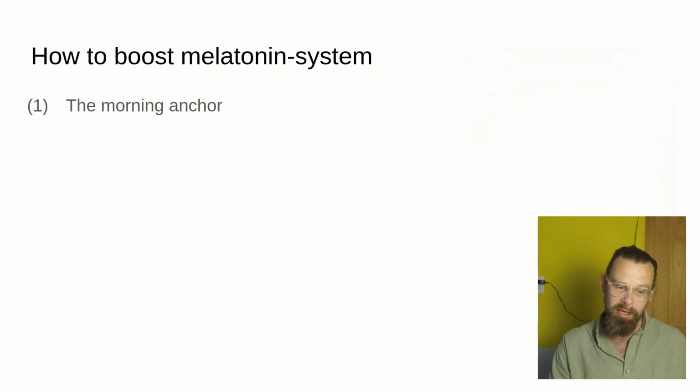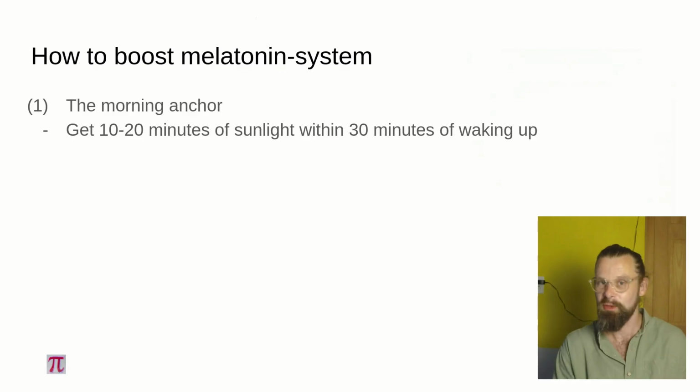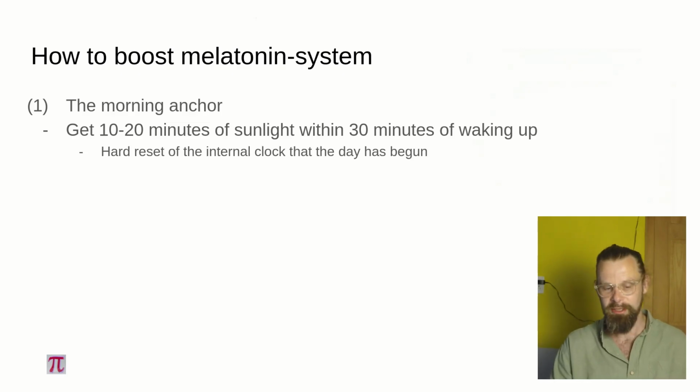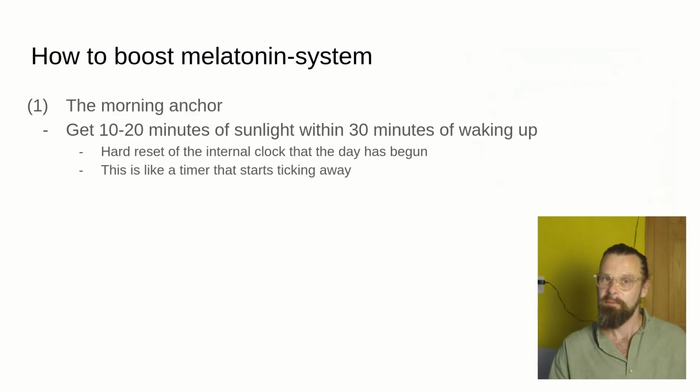First off, the morning anchor, and this is basically that you go outside right after waking up and you try to get sunlight for about 10 to 20 minutes, and that's really gonna reset the internal clock that the day has begun. And this is really important because the melatonin production will really pretty much cease at that point in time, and it's like a timer that starts ticking away.